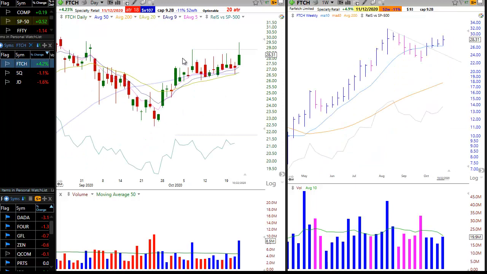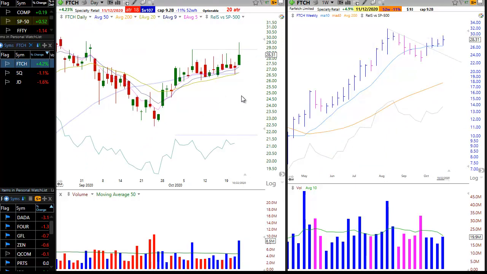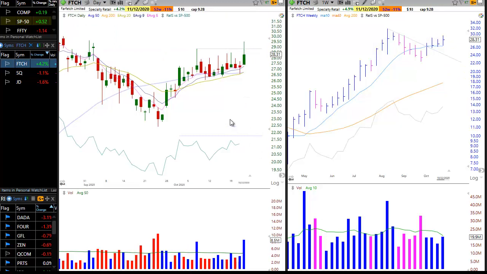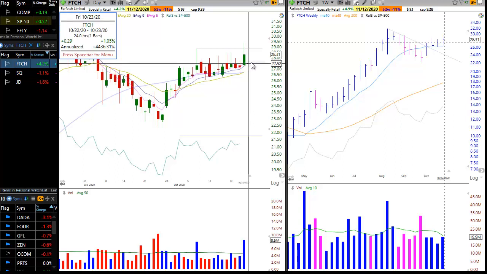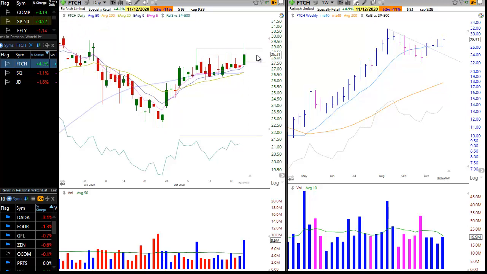FTCH triggered a buy entry yesterday over the range high. Volume was strong. The close was a bit weak with the close in the bottom half of the day's range. Ideally, what we'd like to see happen over the next few days is for FTCH to hold above this 2750 area, chop around for a day or two, and then attempt to re-break out next week.